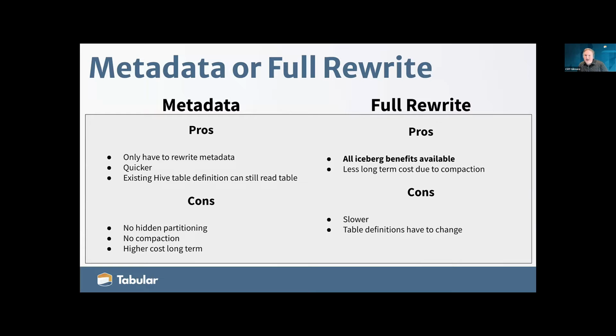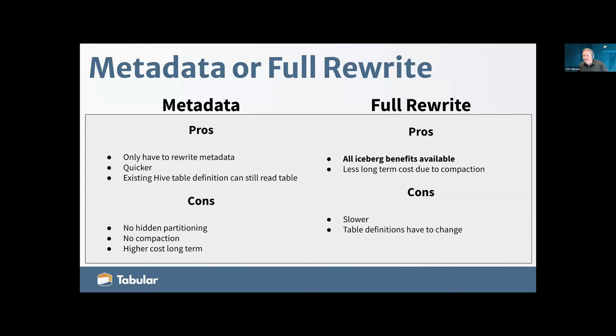The other main pathway that we see is a full rewrite. A full rewrite gets you all the Iceberg benefits. That's a biggie; it's in bold for a reason. For tables that are critical or high volume, high query load tables, it probably does make sense, even if they're large, because the benefits of size and compaction and partitioning and correctness and so forth are so critical. It has less long-term cost because of the compaction.